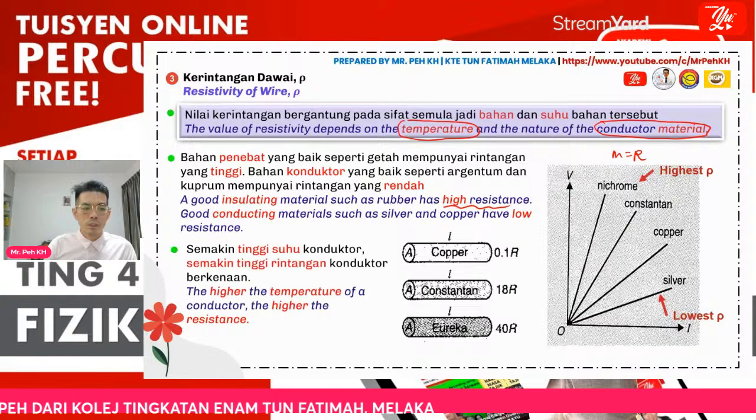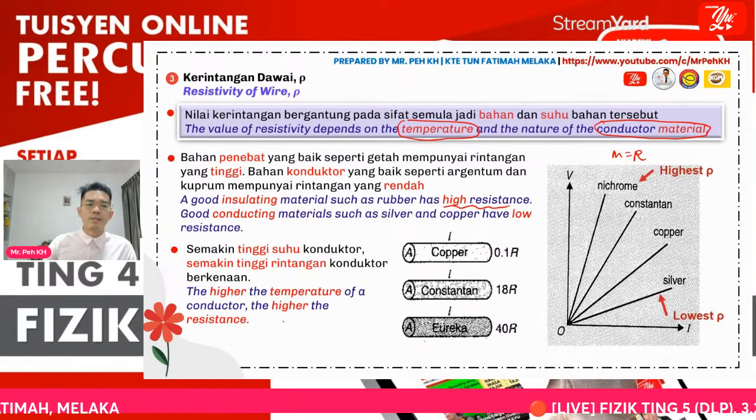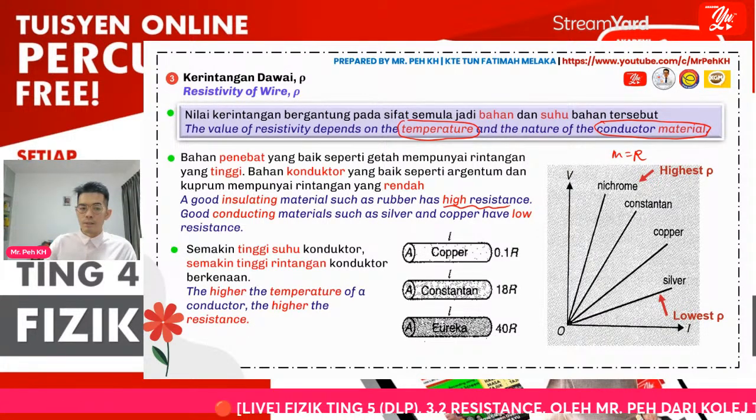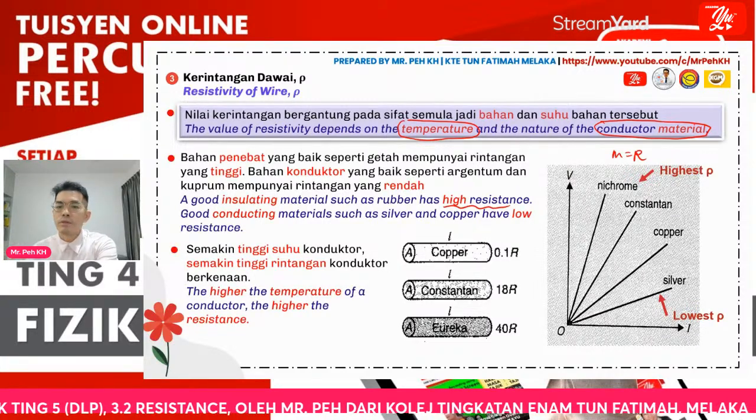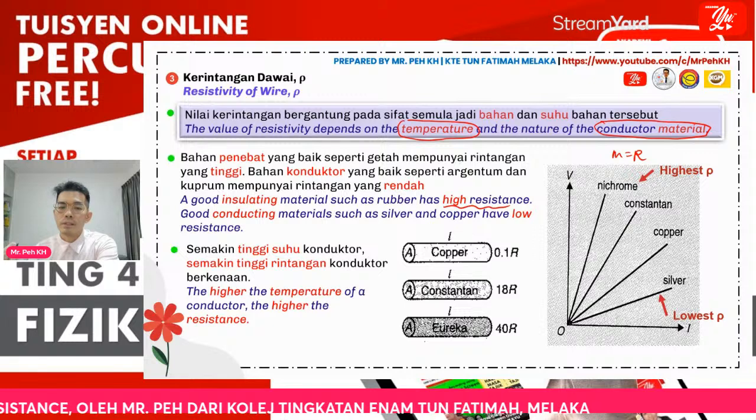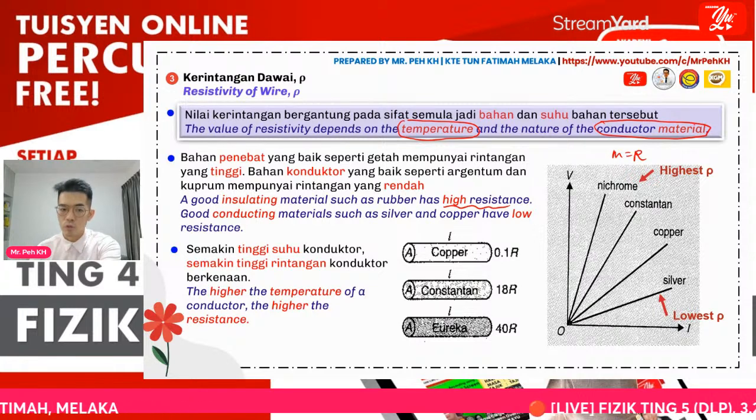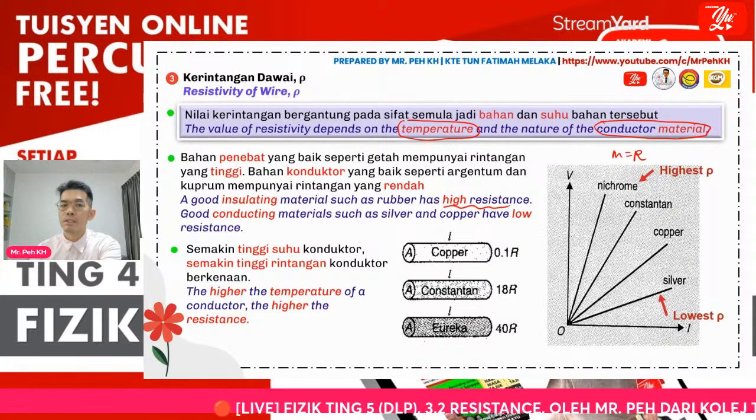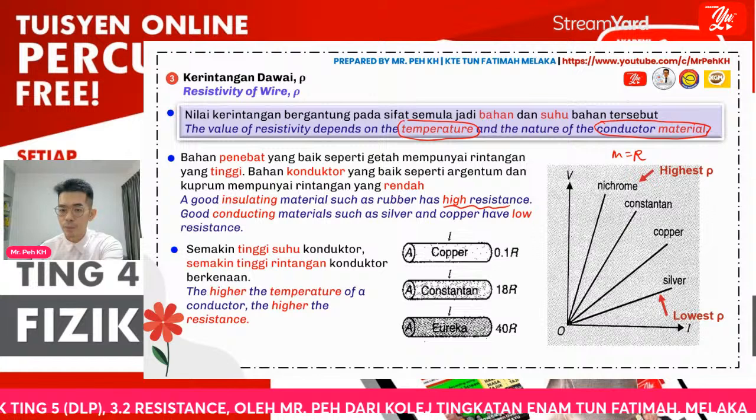The higher the temperature of the conductor, the higher the resistance. This one was also highlighted just now. Why? This is because when the temperature is higher, the electrons or the particles of the metal vibrate more vigorously and obstruct the flow of electrons. So the resistivity or the resistance of the wire increases when temperature increases.